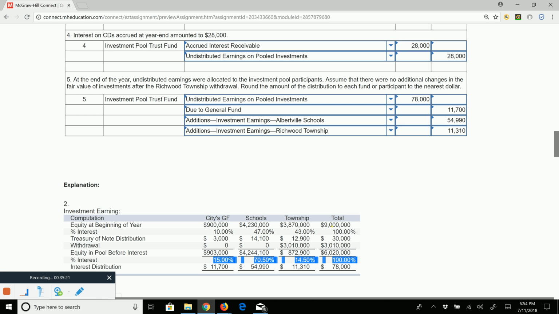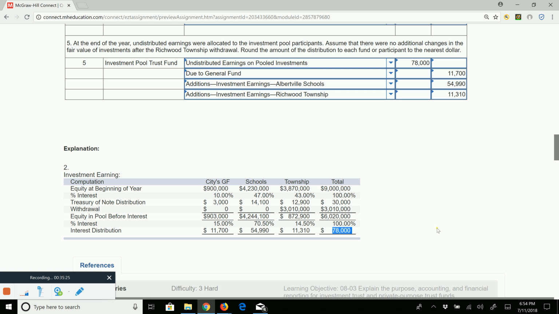So let's come back to our handy table, and we'll take the $78,000. You can see I'm highlighting it here. We will take our $78,000 that we're trying to allocate to the pool participants. So if we take $78,000 times the city's percentage of 15%, we get $11,700. So we will come back up to the journal entry. If you come back up to the top of your screen, we will credit due to general fund for that $11,700. The school district, they're going to get $78,000 times 70.5%. They're going to get allocated $54,990. And lastly, the township, $78,000 times 14.5%. They're going to get allocated $11,310. And so those are the credits to the additions accounts for the school district and the township.